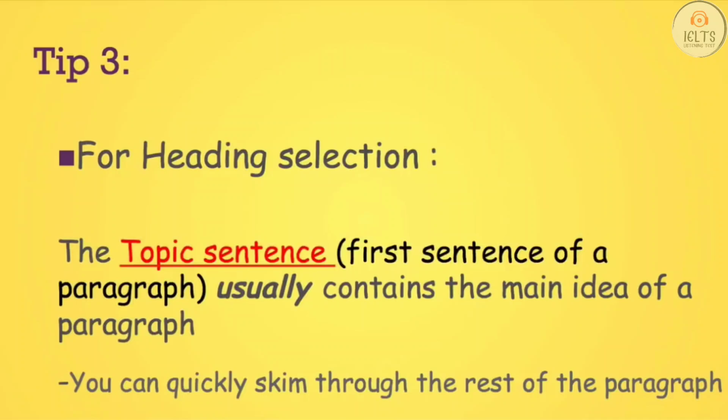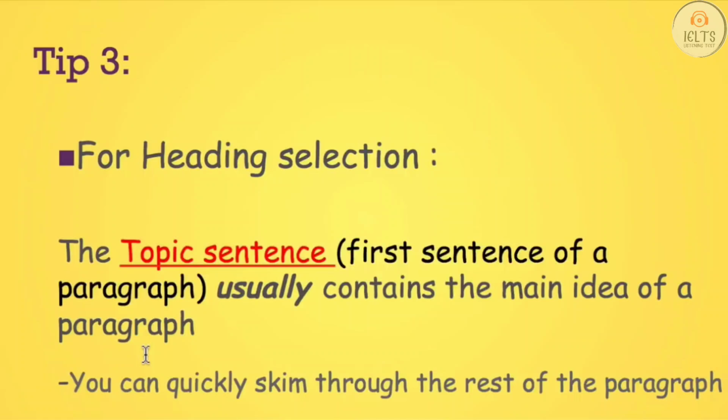Okay, so the next tip is for the question type heading selection. Like I said earlier, you would be given a list of headings from which you would be asked to identify which heading is best suitable for which paragraph in the passage. Now, the tip that I have for this kind of question is that every paragraph has a topic sentence. Now, what is the topic sentence? The topic sentence is basically the first sentence of a paragraph. And the topic sentence is supposed to usually contain the main idea of the paragraph.